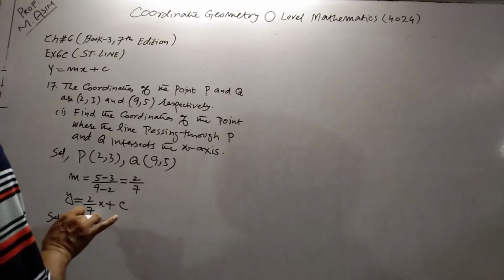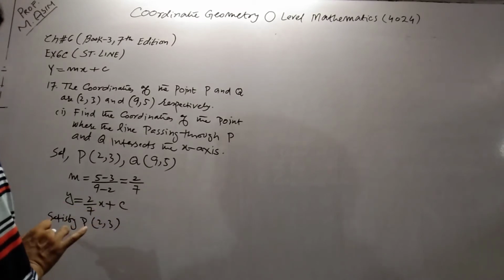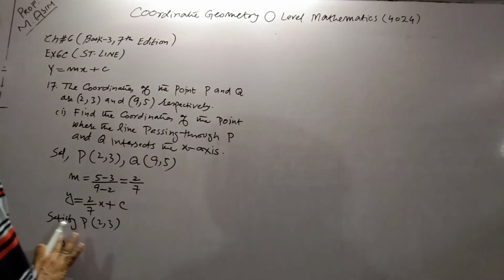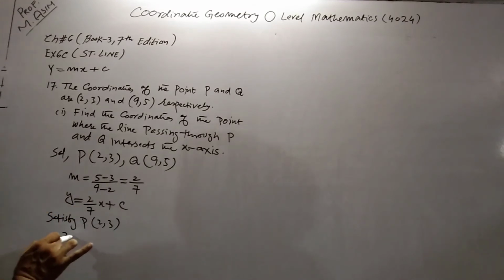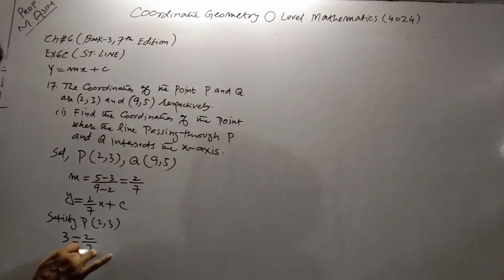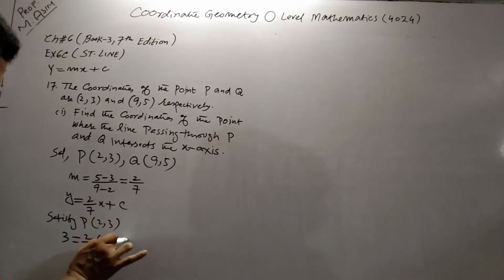Satisfy P: 2, 3. Put 3 where you see y. So 3 is equal to 2 upon 7. Put 2 where you see x.